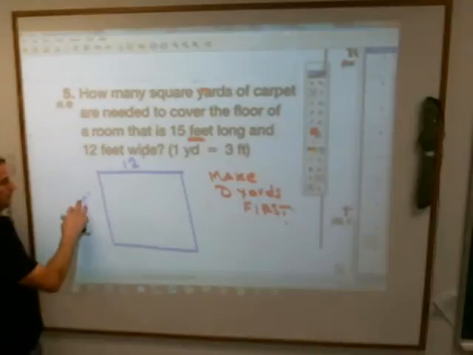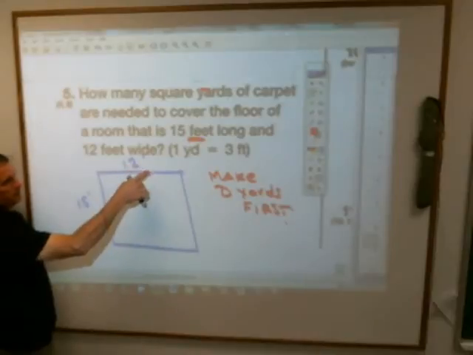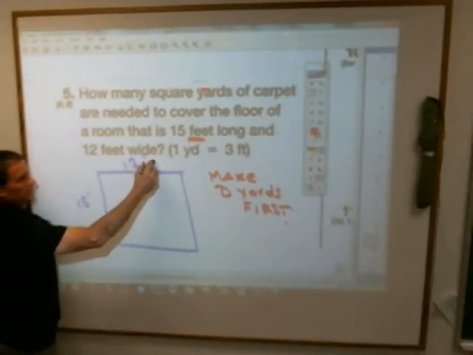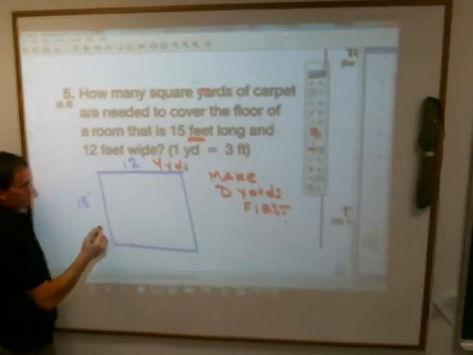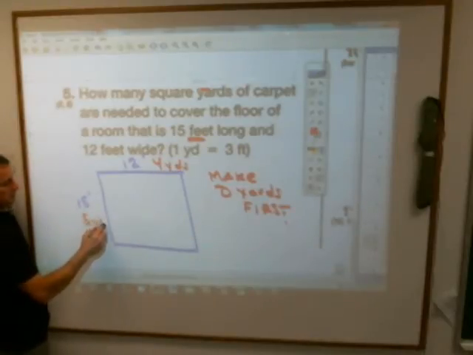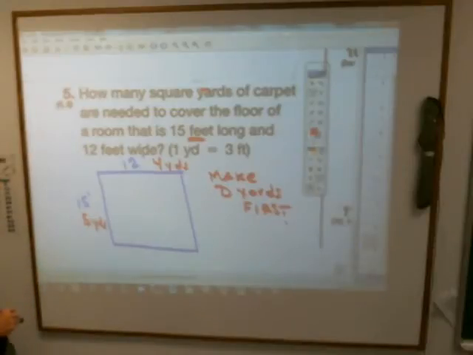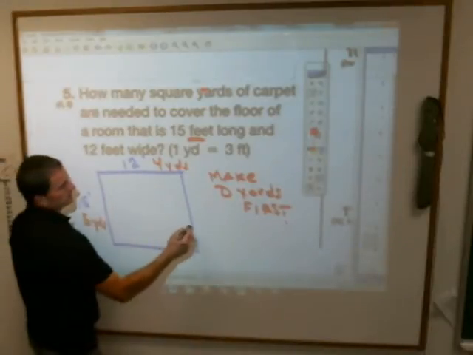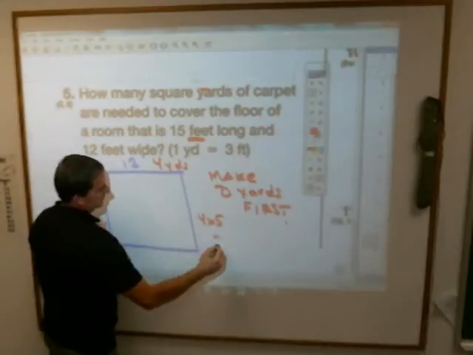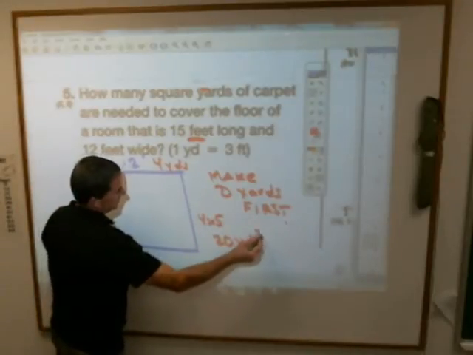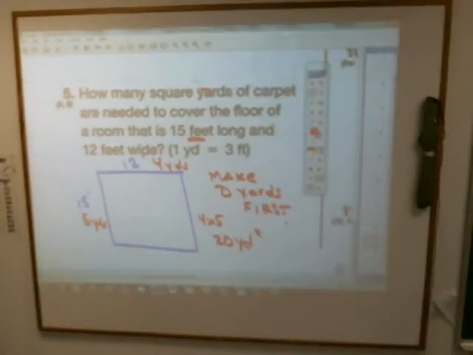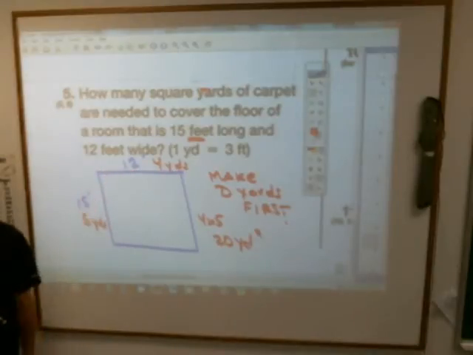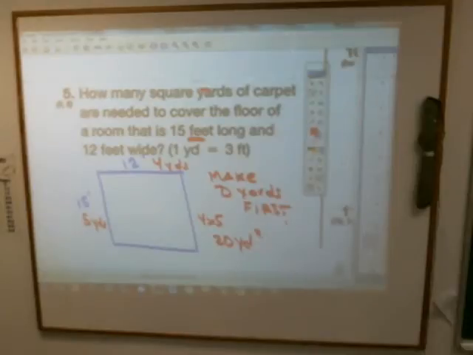So instead of this being 15 by 12, what would be the dimensions? If it's 3 feet and 1 yard, that means this would be 4 yards. And this would be 5 yards. And how do you find the area? 4 times 5. And what is it? 20 yards squared. And that's not the answer you get if you multiply 15 by 12 and then divide by 3. Can't do it that way. And we'll learn later on why. So change the dimensions first.